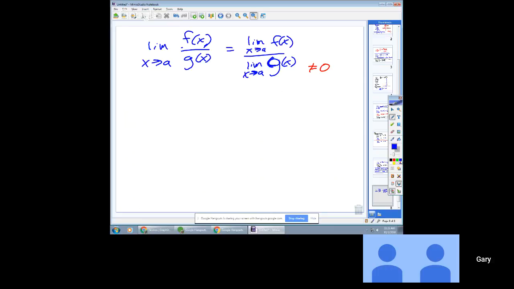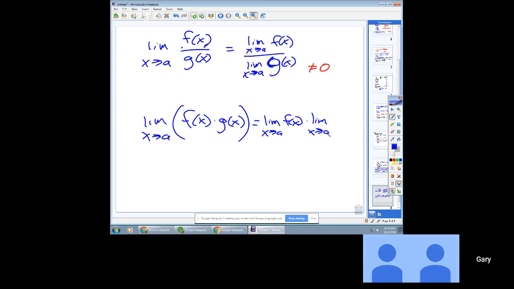I know this is exciting. The limit as x goes to a of f of x times g of x. It's equal to the product of the limits if those limits exist. So same idea, limit of f of x times the limit of g of x.